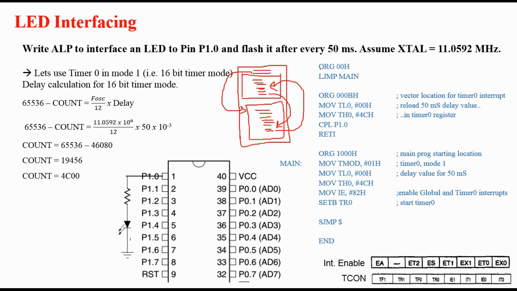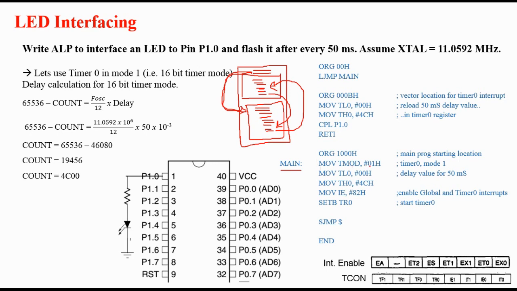So initially we will write ORG 00H. So this is the starting location. Then we will write LJMP main. Okay, so in this way the pointer will jump to this location, just like here it has happened. We will enter this main part, and the first instruction of this main routine starts at location 1000H. So this is the 1000H location.